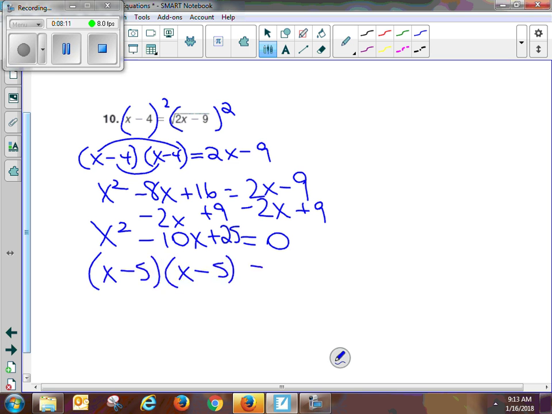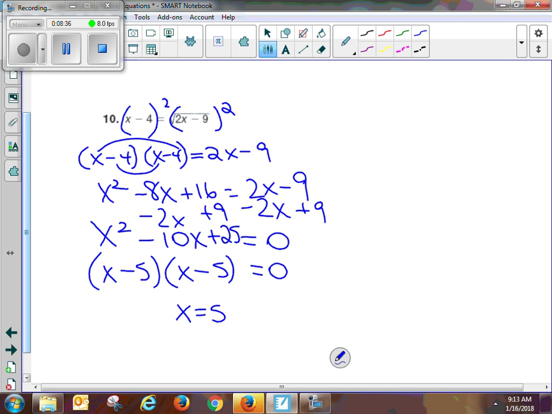And for those of you that are still weak at factoring, you could also do your quad formula. I think that takes longer, but it would work. Set both of the quantities equal to 0, and what do you get? X equals 5. And then we're going to plug it in. I'm going to show you my head check. Head check would be, take this 5, and let's put it in for both of the x's.